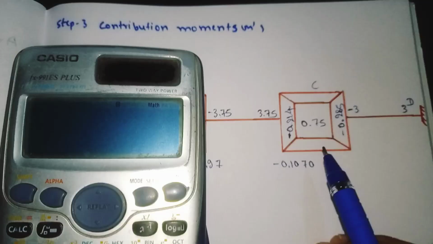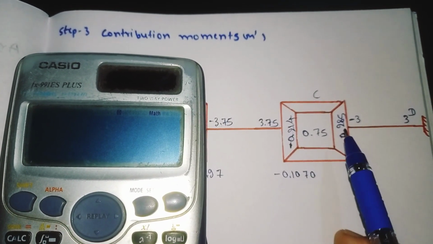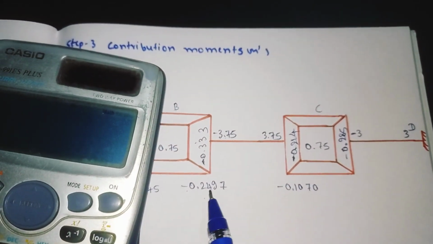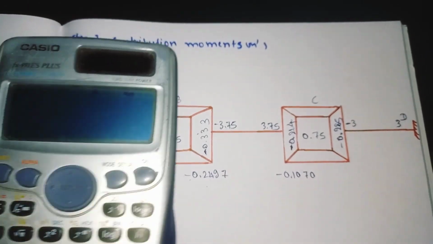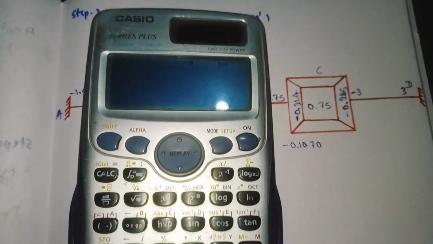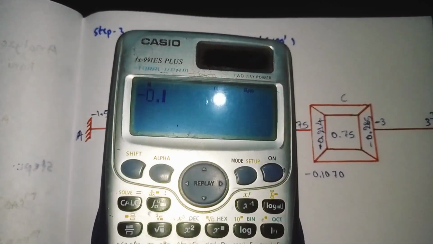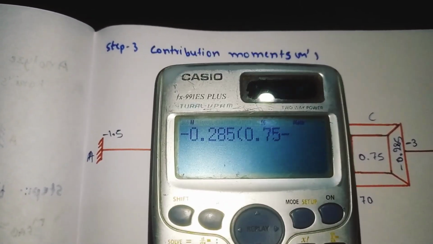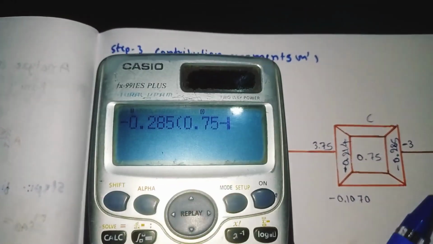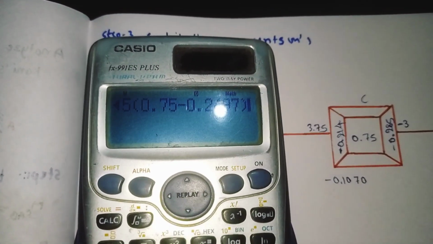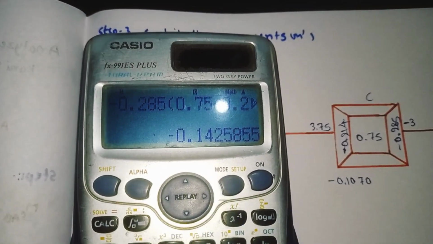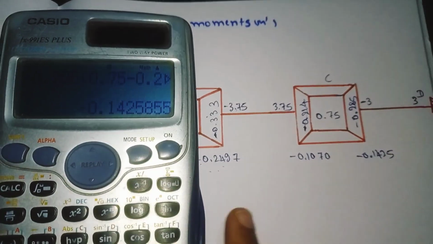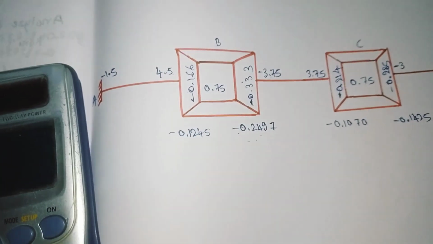Similarly for CD we need to do. For CD, minus 0.285 into 0.75. Here 0 plus 0, and we need to add this value, minus 0.2497, the far end moment value. I will show. Minus 0.285 into 0.75, minus far end moment value we got was minus 0.2497. So simplify it. It will come out as minus 0.1425. So write it here, minus 0.1425. Similarly, we have to do for the second iteration.